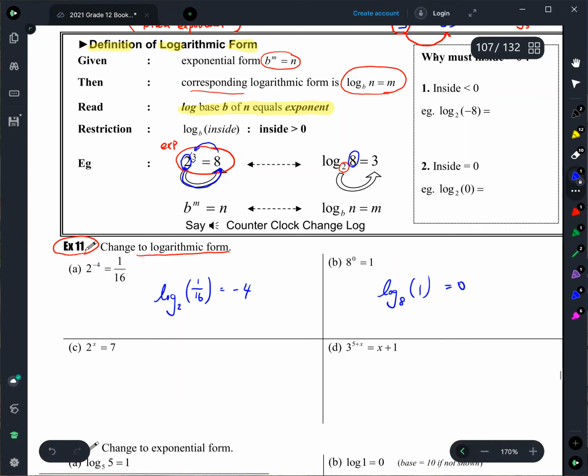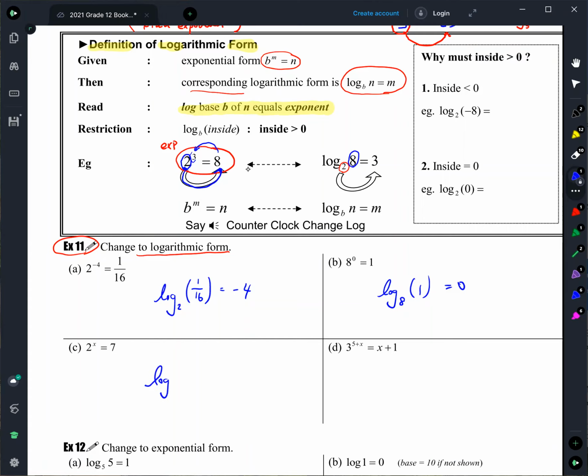Wouldn't it be 7? Wait, hold on. Would it be log 2 base 7? You have to say base 2. Oh, sorry, log base 2 of 7 equals x. Yep, equals x. Very good. And then next one, question D, Susan.